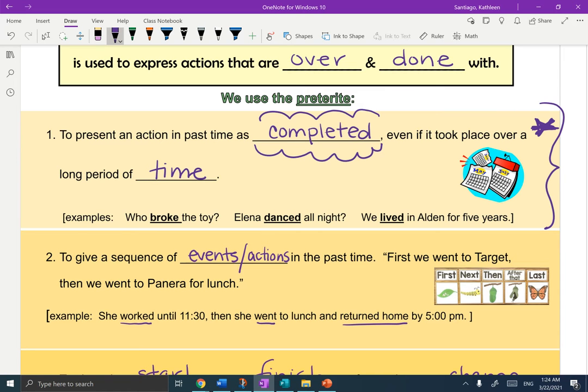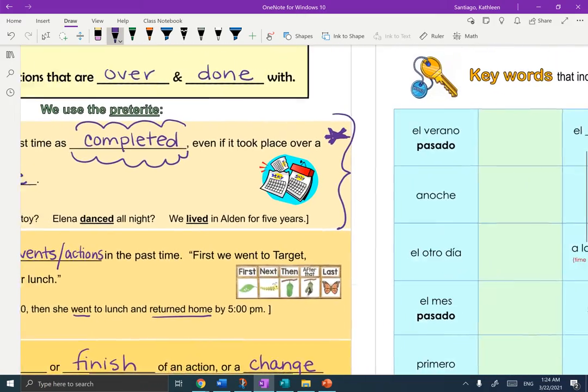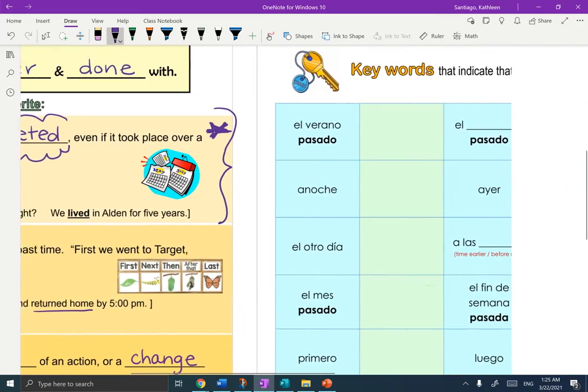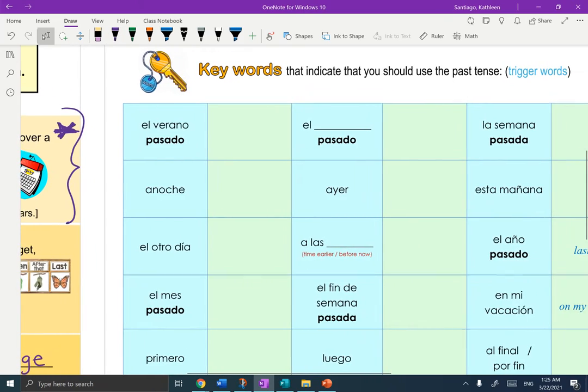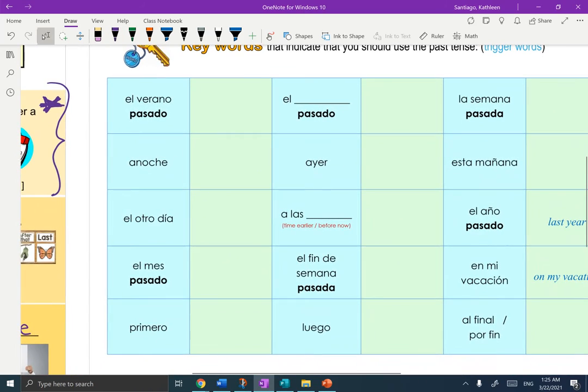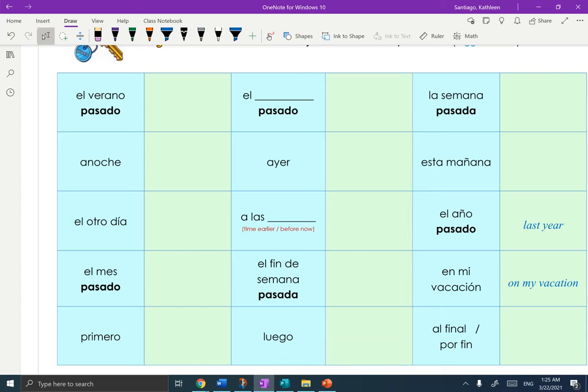Okay, to be able to talk about the past tense, you need to know when to use it. So we're going to look at some key words that indicate that the past tense should be used. I call them trigger words. Okay, so let's fill these in. Let's look at the top row first. Well, what do you notice in bold?